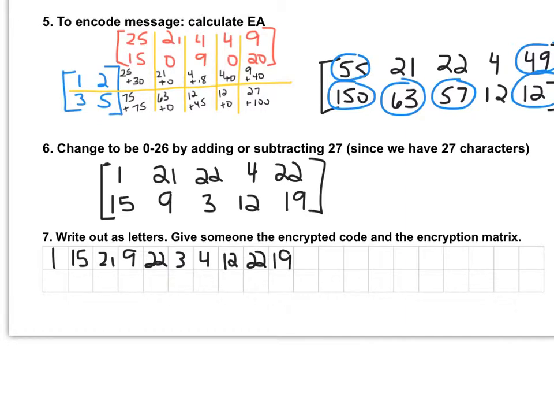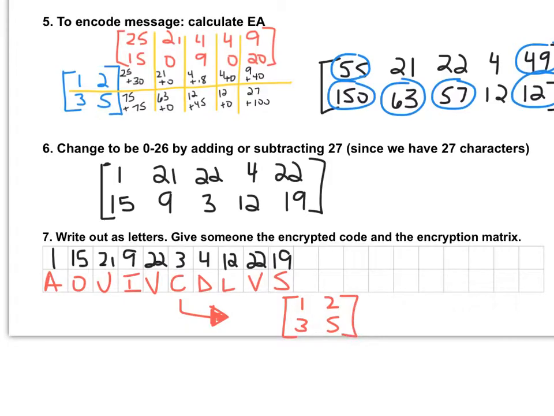And then if I look back at my alphabet, we put this in the alphabet, which would give me A, O, U, I, V, C, D, L, V, S. And so this is the message that I would send to my friend who knows that I'm using the encoding or key matrix of 1, 2, 3, 5.